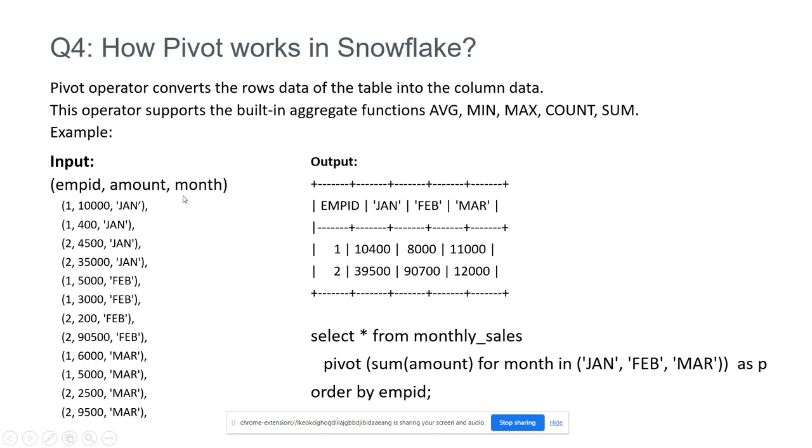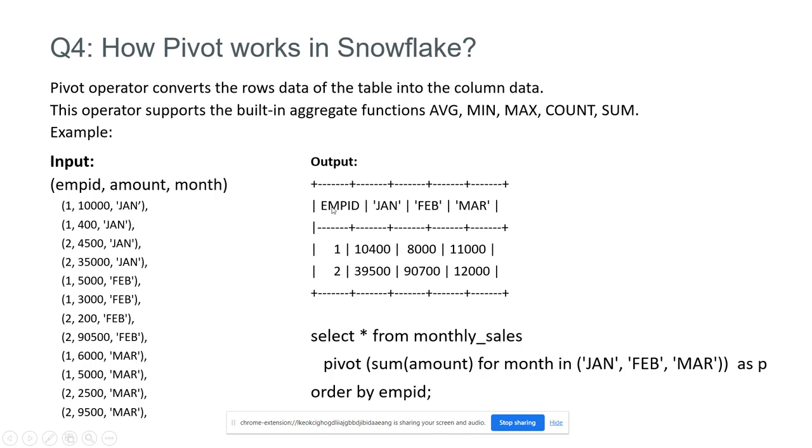Let's see with one example. I have data like this: employee ID, amount, month, and I have different rows like this. For example, for employee 1, this is the amount and this is the month, January. For the same employee, this is 400 in January. For employee 2, I have different rows like this. If you see, for employee 1, the data is there for January, February, and March. Even for employee 2, the data is there for January, February, and March.